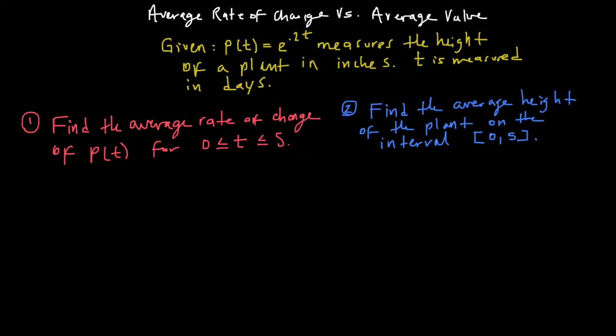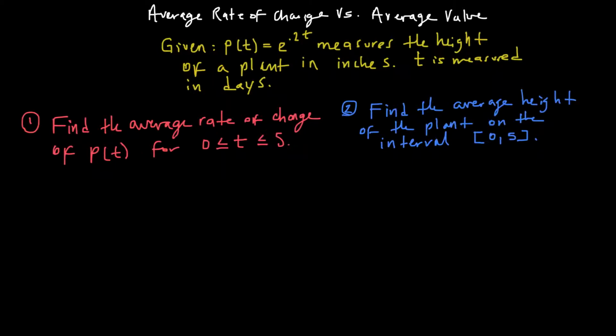I want to create a video just to review a few concepts that are very simple but can get very confusing. And this one has to do with average rate of change versus average value. And it can be confusing because when they ask the questions, both questions are going to have the word average. And so sometimes it's not easy to figure out what they want you to do.